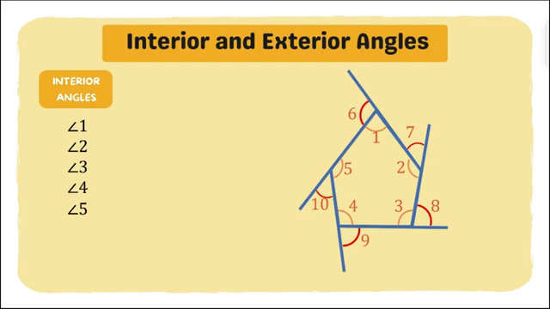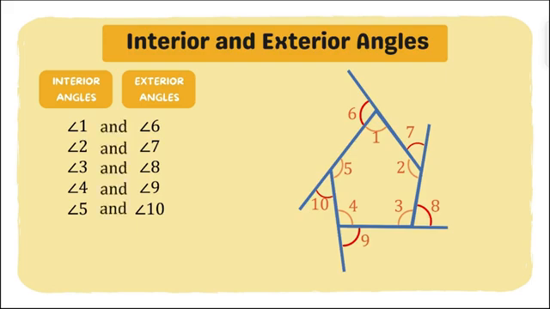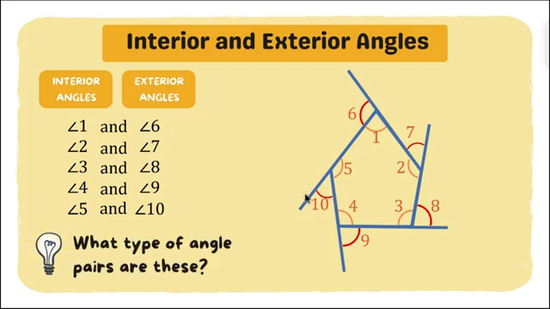Okay, so let's list them all here on the left side. So, angle 6, angle 7, angle 8, angle 9, and angle 10. Now, I want you to take a look at these angles and let's pair them up together. So, angle 1 is paired up to angle 6. Angle 2 is paired up to angle 7. 3 and 8. 4 and 9. 5 and 10. Now, the question is, what type of angle pairs are these?